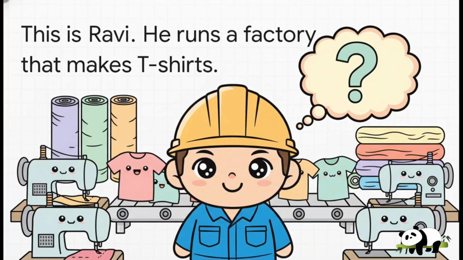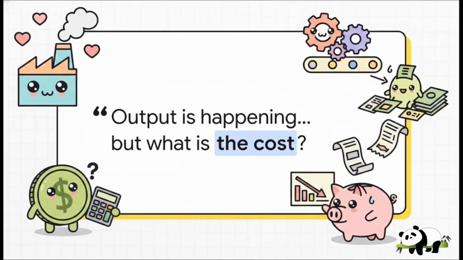So, to make this all make sense, let's meet Ravi. He's got this awesome little factory pumping out t-shirts. He's got his crew, his sewing machines, everything seems to be running smoothly. But there's this one question that just keeps nagging him. And that's it. That's the big one.